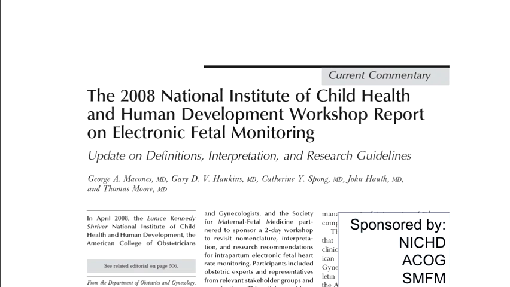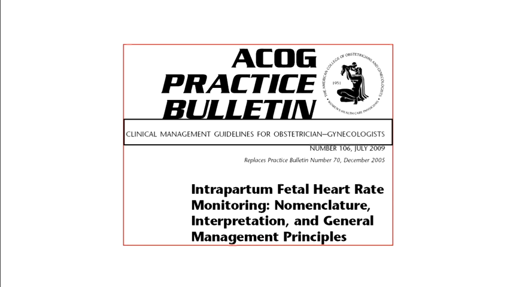Now, taking all of these into consideration, NICHD, ACOG, and SMFM sponsored a working group or a workshop to look at whether we can improve fetal heart rate monitoring. They published their findings and recommendations in the Green Journal, and these were subsequently endorsed by ACOG in an ACOG practice bulletin, which I'm sure most of you, or all of you, are familiar with, and if you're not, I encourage you to find it and review it.